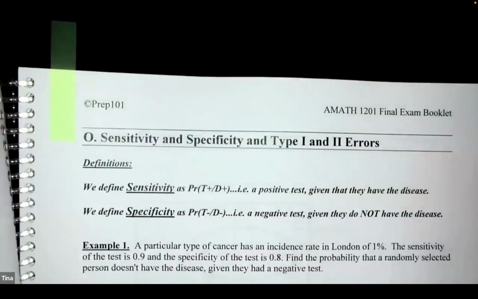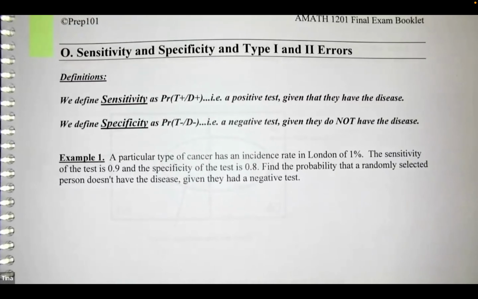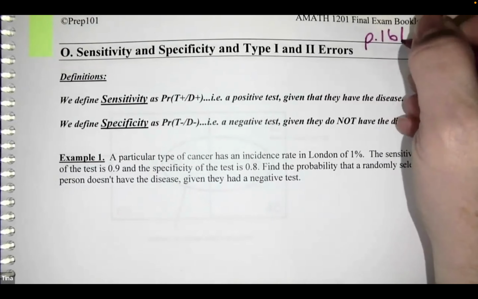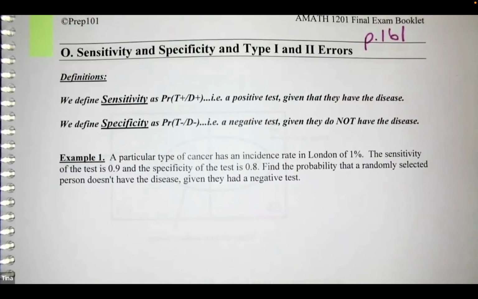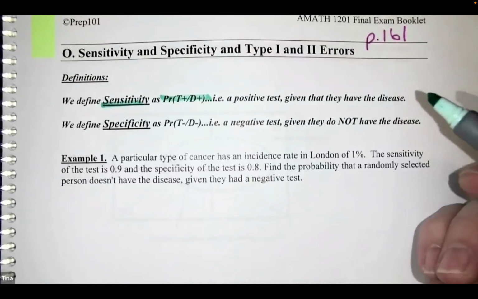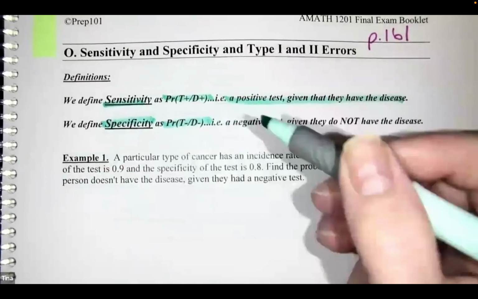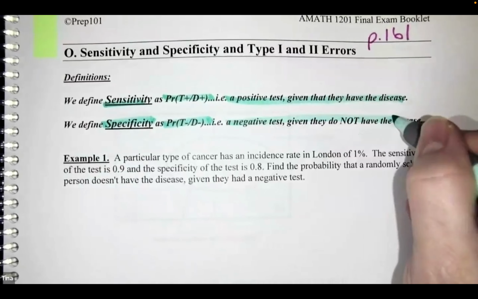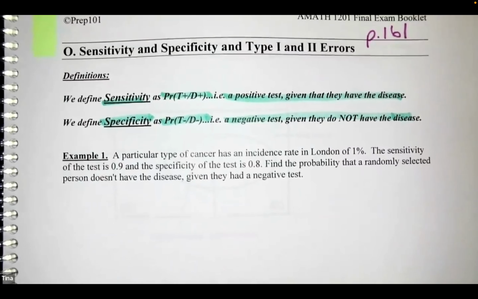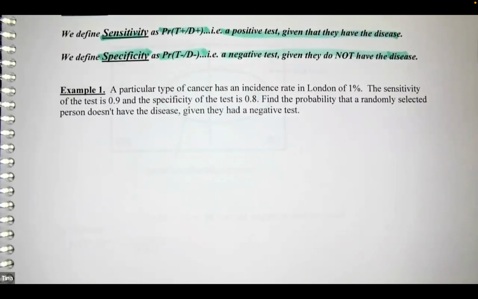Okay, so turn to section O. It's on page 161. And for anyone coming in, you can just post any questions on the Q&A, okay? So page 161. We define the sensitivity as the probability that the test is positive given that you have the disease. The specificity is that the test is negative given that you don't have this particular disease, okay? At the midterm, we talked about drawing trees and all the different things from that. So we're just going to take off from there.